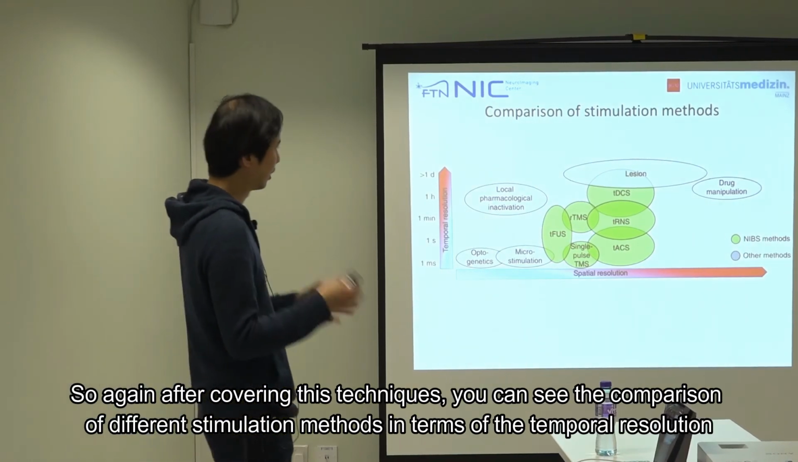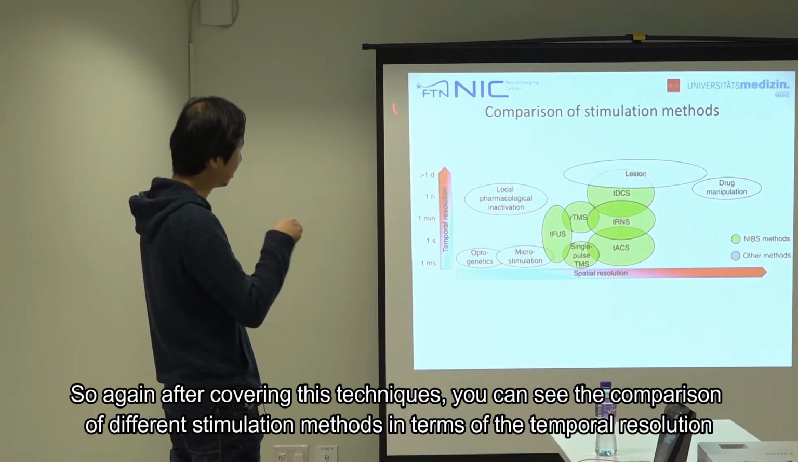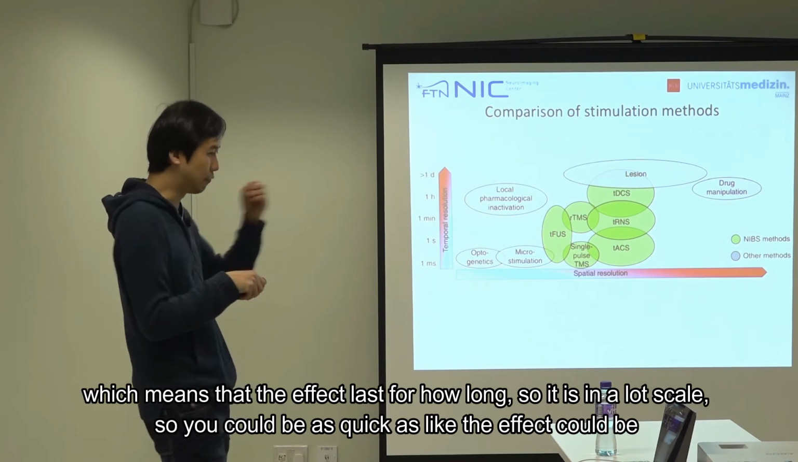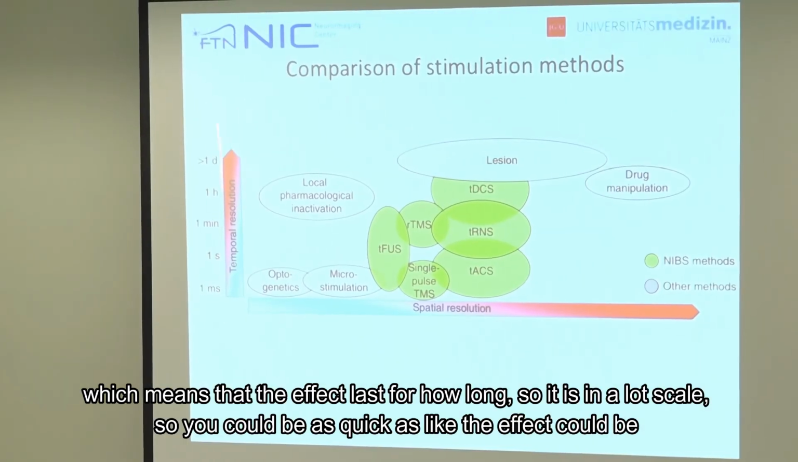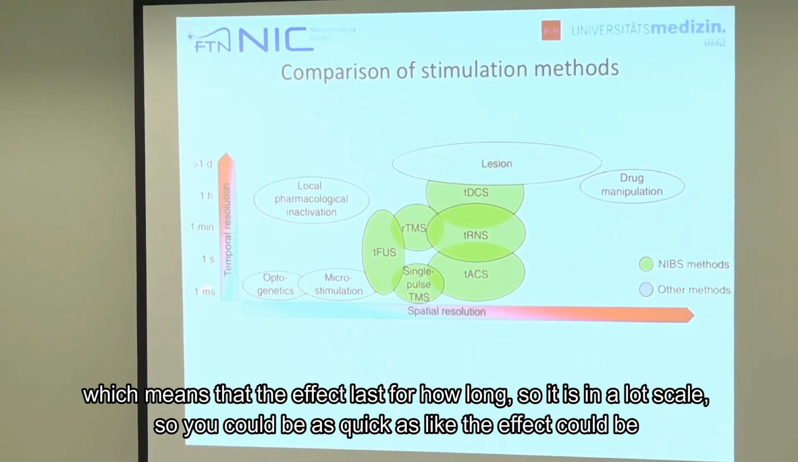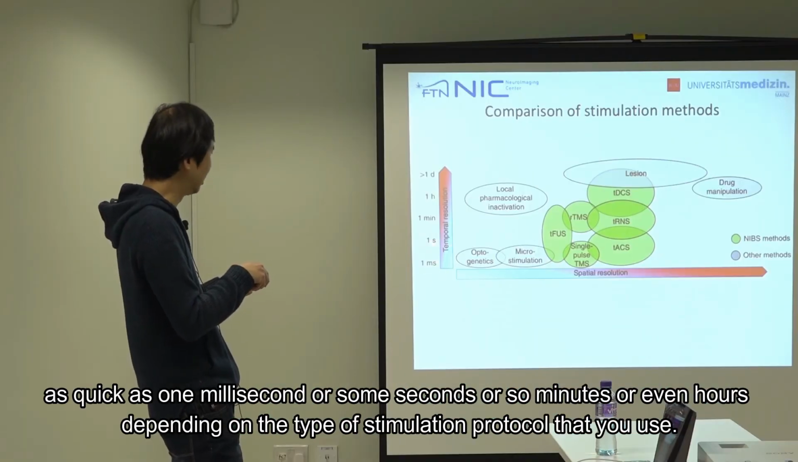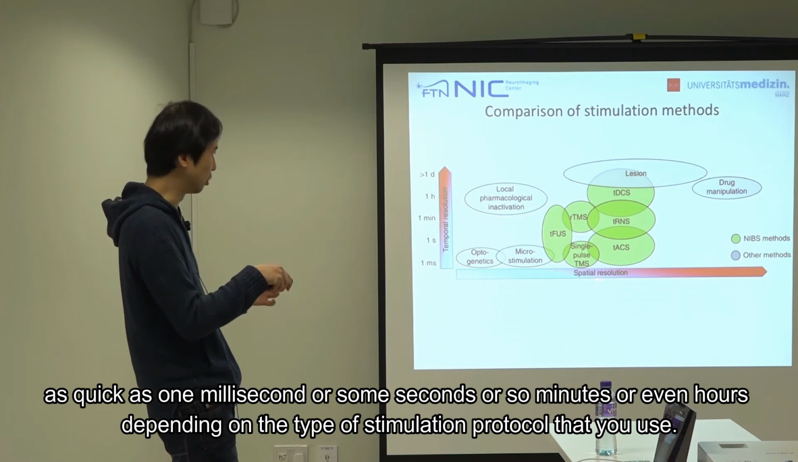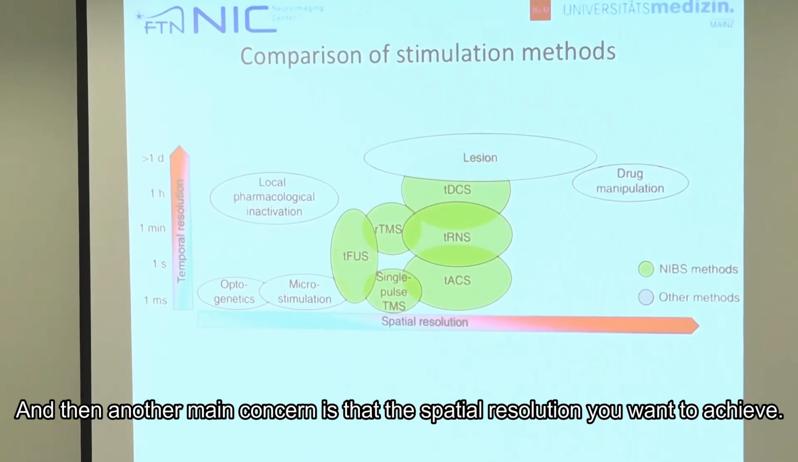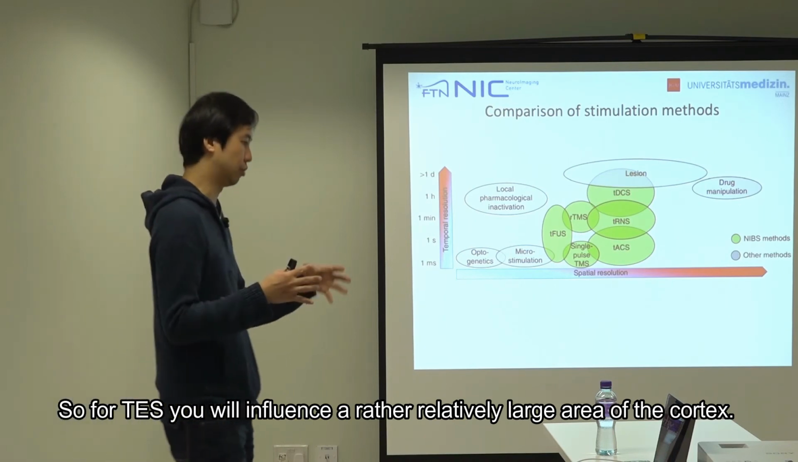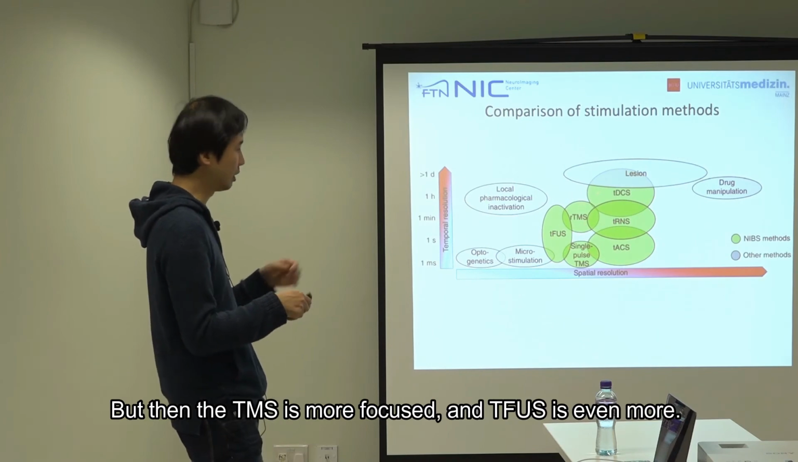So again, after covering these techniques, you could see the comparison of different stimulation methods in terms of the temporal resolution, which means the effect lasts for how long. So it is in a log scale, so the effect could be as quick as 1 millisecond or some seconds or some minutes or even hours, depending on the type of stimulation protocol that you use. And then the other main concern is the spatial resolution you want to achieve. So for TES, you will influence a relatively large area of the cortex. But then the TMS is more focused.